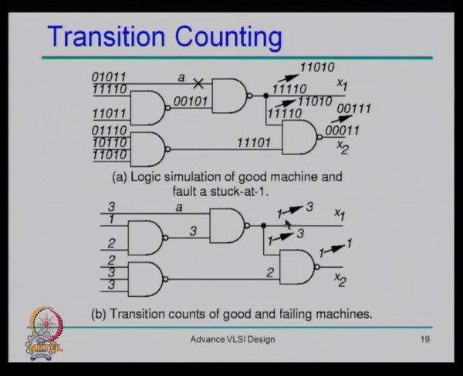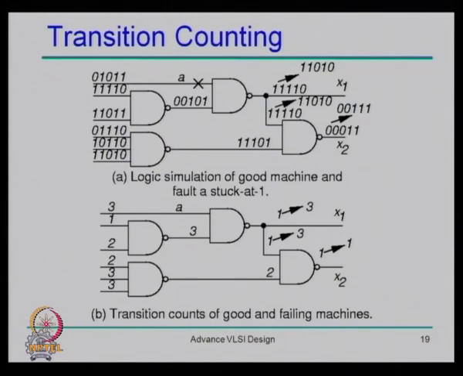So if you look at only this output, you have a distinguishable number of transitions for the fault free and faulty machine, whereas on output 2 you may not have a distinguishable number of transitions for the fault free and faulty circuit. So if you happen to have only one output, say X2, and you use the transition count, you cannot distinguish whether the machine is faulty or fault free. That is known as aliasing. Whereas if you have only X1, you can distinguish that. So what we want is that aliasing should be as small as possible.